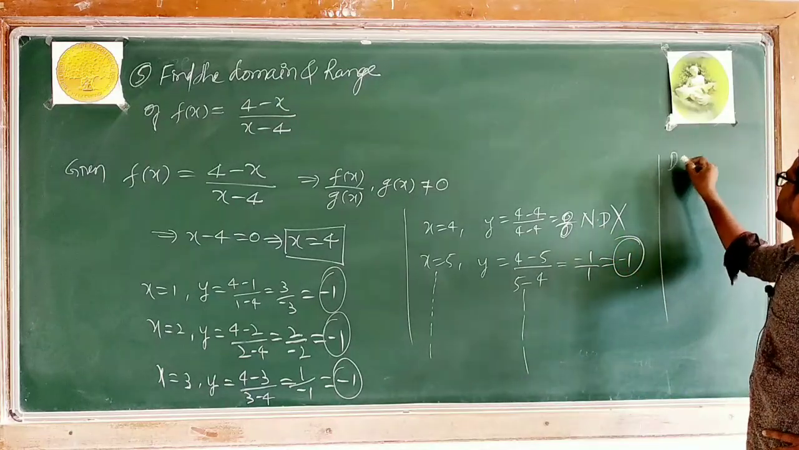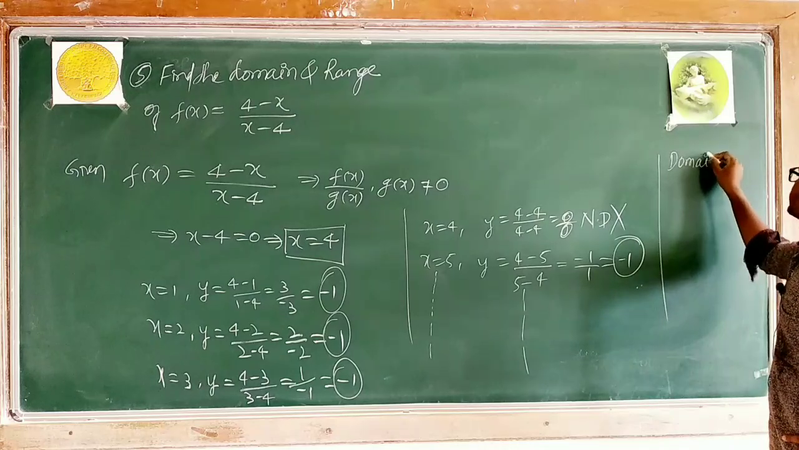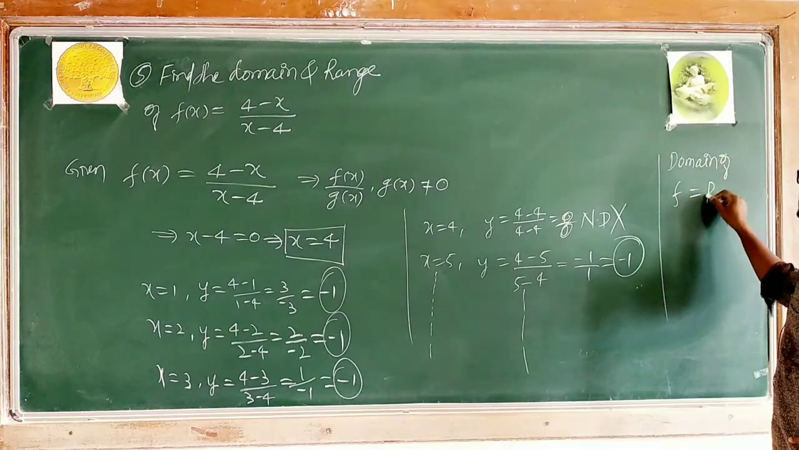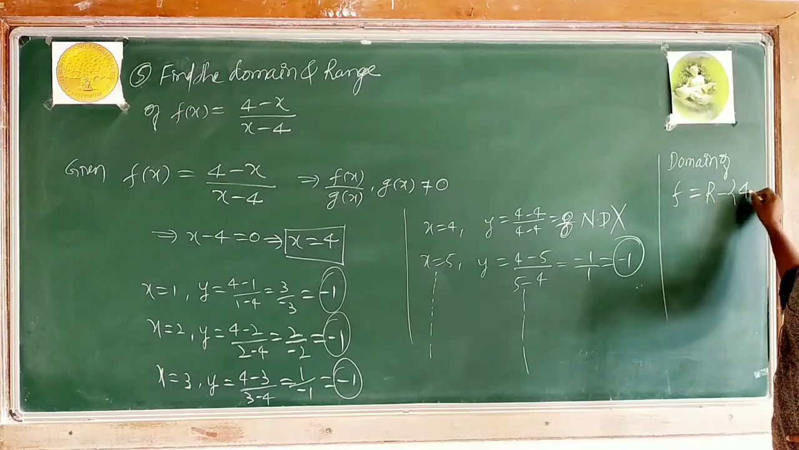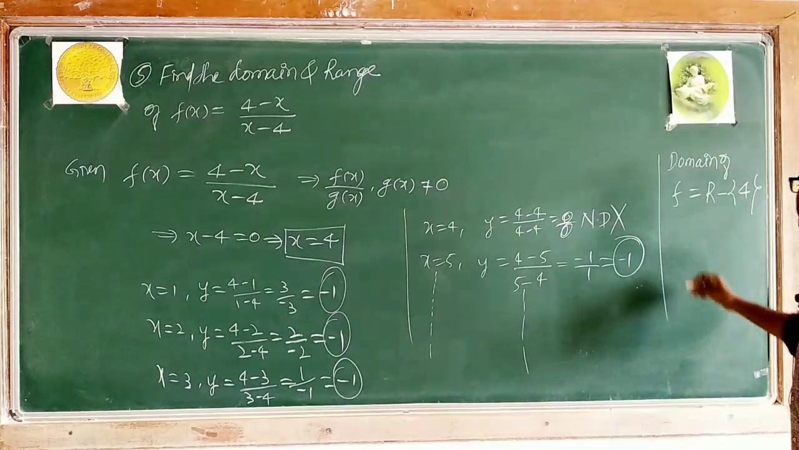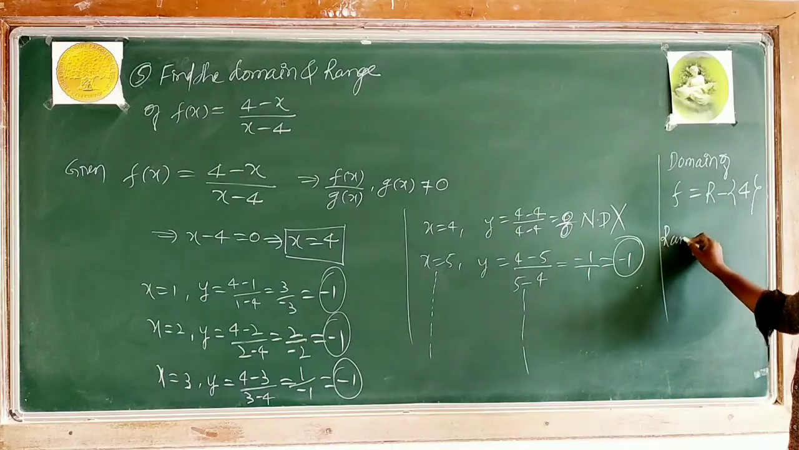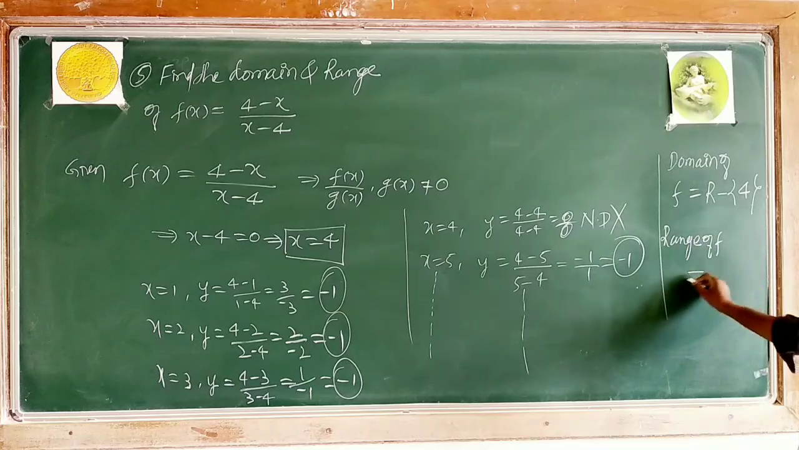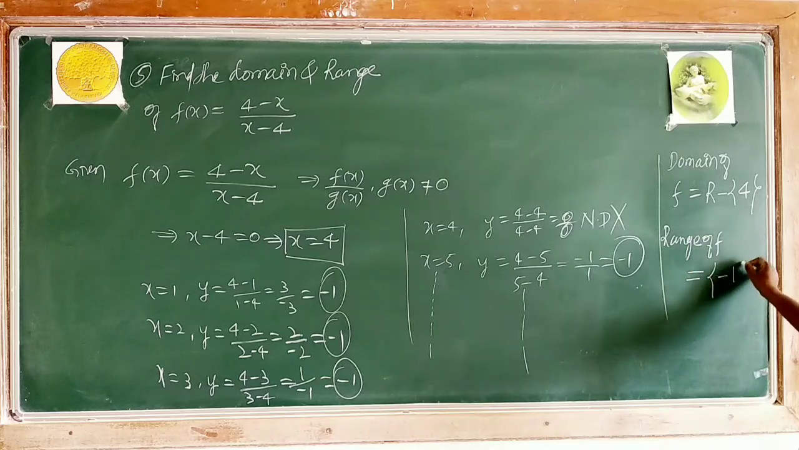Means I can say domain of f is set of real numbers excluding which number? 4. Because 4 will give 0 in the denominator. What is the range? Range is only one value. Range of f is equal to only one value, that is minus 1.